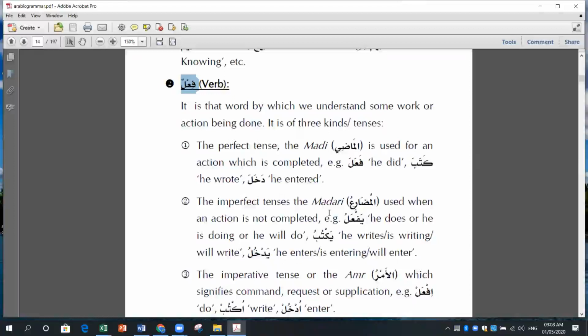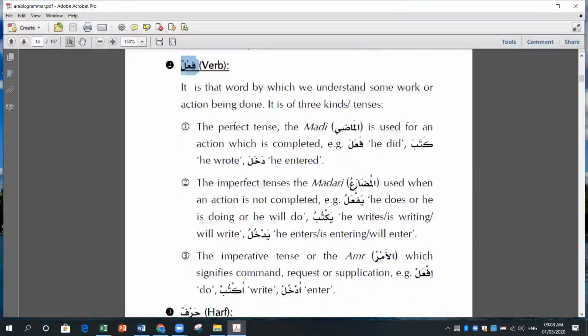Mostly fa'ala is followed for most of the words. The second most commonly used is fa'ila, and fa'ula is very rare. But definitely some words come on that scale, right? Shall we move next? So that was the verb.